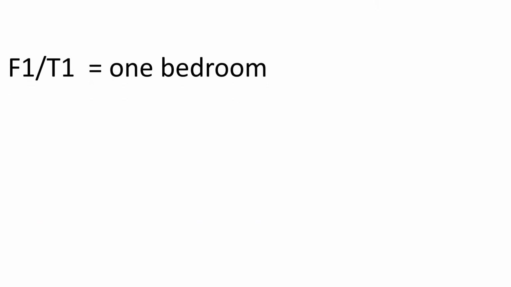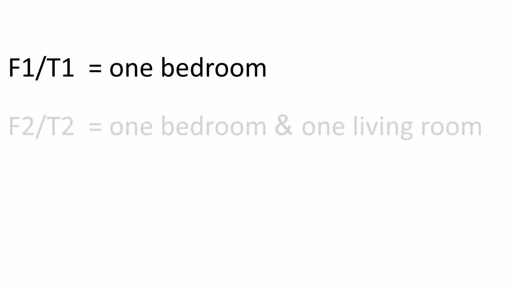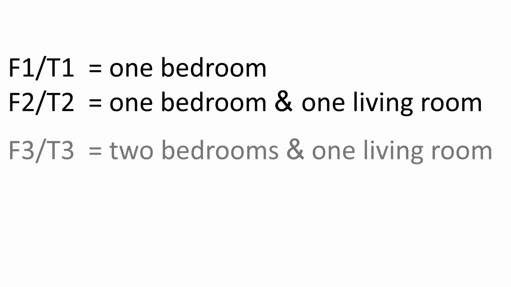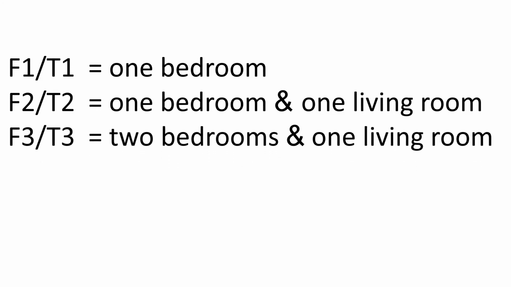So the way it's advertised is that you might see F1 or T1, which is just a one-bedroom accommodation. Then if you see an F2 or T2, it is one bedroom and one living room. Can you guess what F3 and T3 would be? Then it will be two bedrooms and one living room.